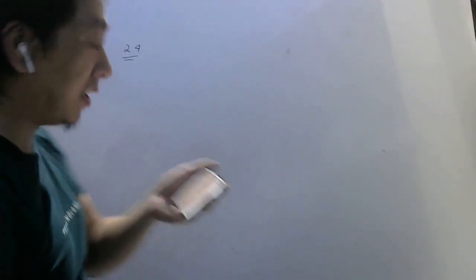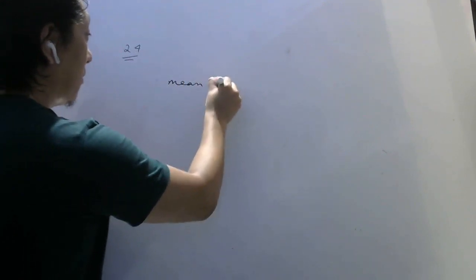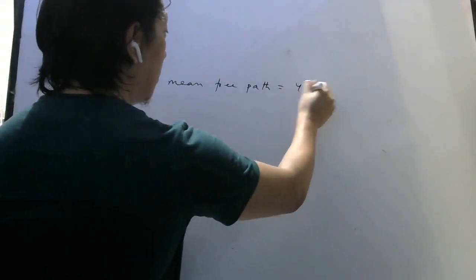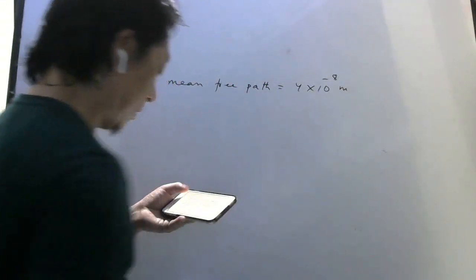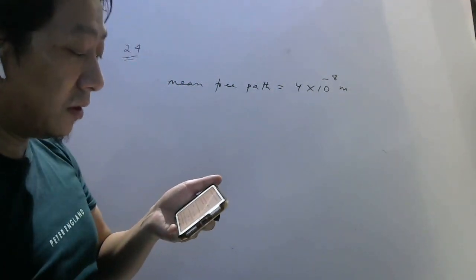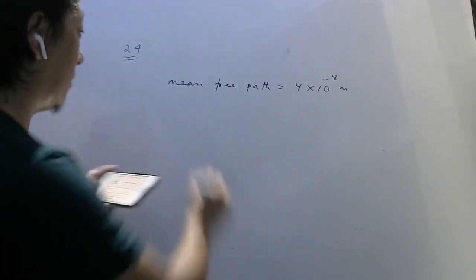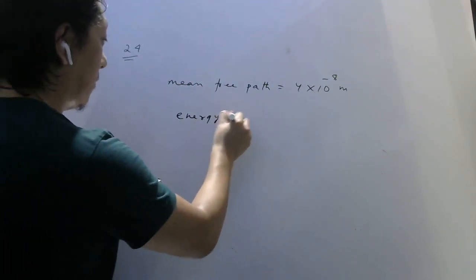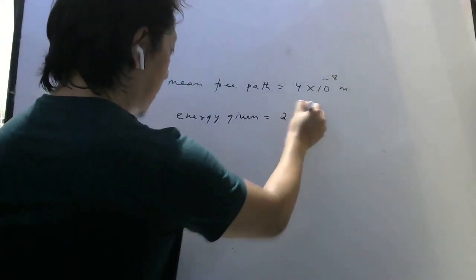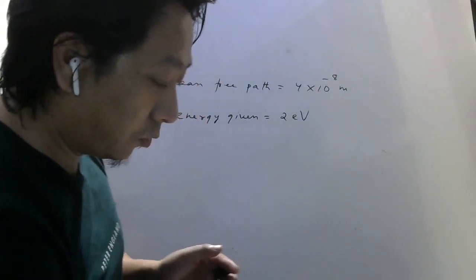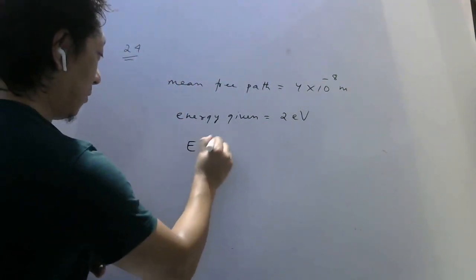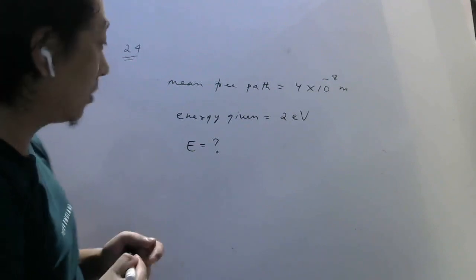Question number 24. It's an interesting question, slightly different kind of question. The mean free path of electrons in a metal is 4 into 10 power minus 8 meter. The electric field which can give an average 2 eV energy to the electron will be in the unit of volt per meter. How much electric field will be needed to give this much energy?